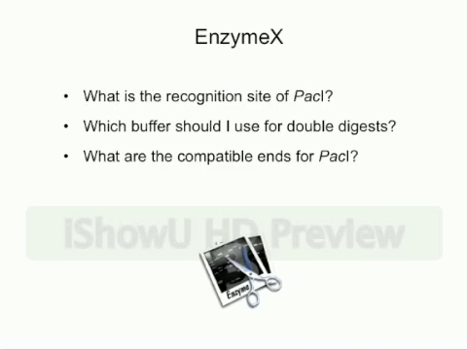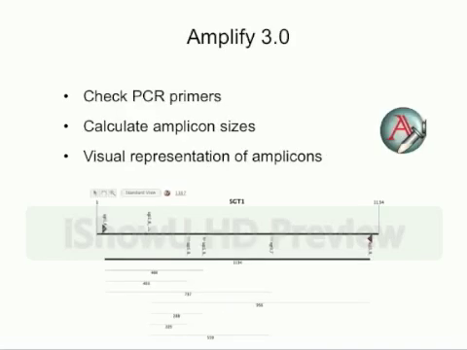I'll also be showing how that program works, and my favorite, the Amplify program. It's very useful to quickly check your PCR primers, calculate amplicon sizes, and see what you will get from your primers on the template you would use. For example, I have designed some primers here to amplify SGT1, and it shows you where the primers will anneal, and what the predominant amplicons will be if you use all the primers together. I'll show that as well in the next part.